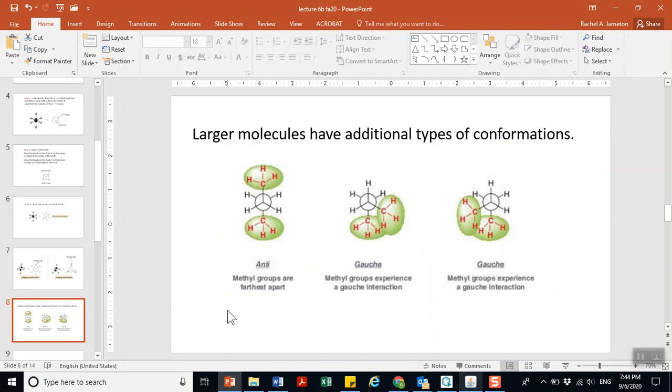And so with butane, for example, when the methyl groups are 180 degrees apart, as far apart from each other as possible, we call that an anti conformation. They can also be 60 degrees apart from each other, and in those cases, those methyl groups are called gauche conformations. If you do have access to a molecular model kit, it can be really useful in helping to visualize the Newman projections.